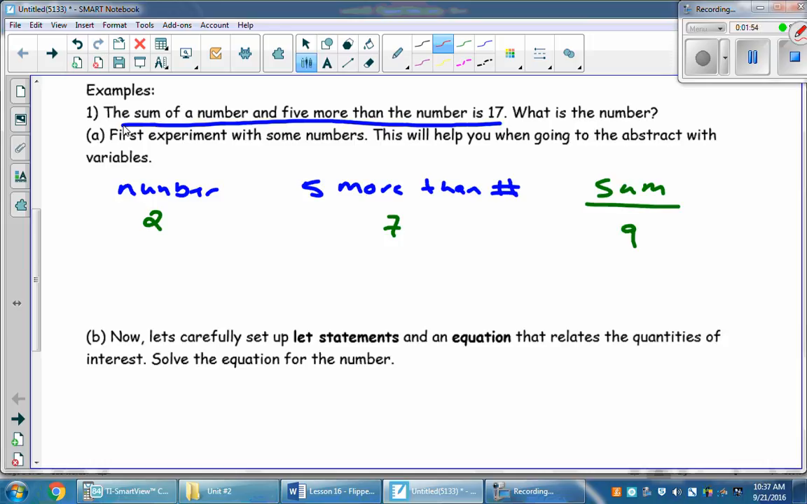Let me increase this to, say, 4. If this number is 4, then the number that's 5 more than that has to be 9. And if I add those two numbers together, it's 13. Again, I'm looking for my sum to be 17. So I'm getting closer, but I'm still not quite there. So let's increase our number again. If this number is 6, 5 more than 6 is 11. And if I add those two together, that's 17. So all we've done is take a look at the sentence we were given and play around with some numbers to find numbers that worked.